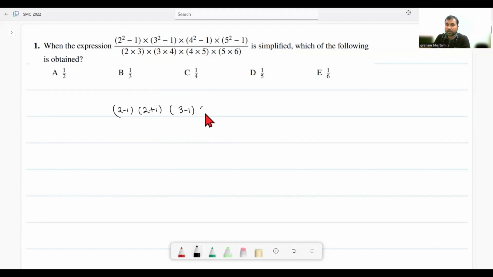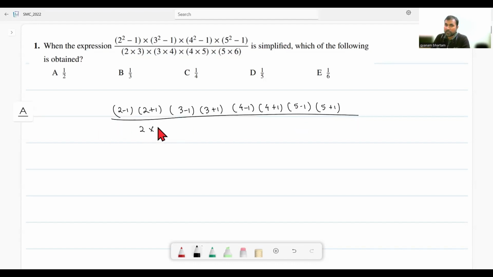Then 3 minus 1 into 3 plus 1, then 4 minus 1 into 4 plus 1, numerator. And 5 minus 1 into 5 plus 1. And the denominator is as it is: 2 into 3, 3 into 4, 4 into 5, and 5 into 6. Okay. So from here, what we can say, 2 minus 1 is 1, this is 3, this is 2, this is 4, and this is 3, and then this is 5, this is 4, and this is 6.